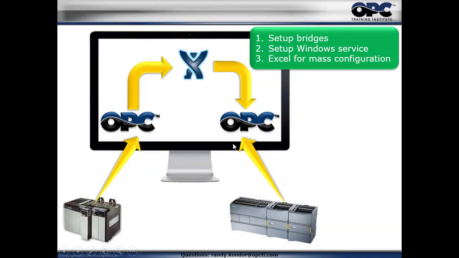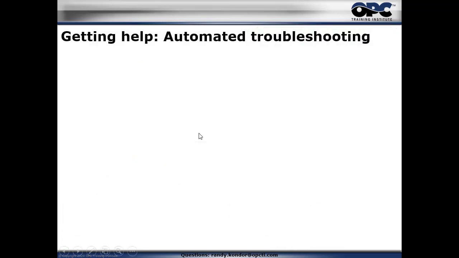Let's go back here to the presentation. So I showed you how to set up the bridges manually. In this case, I started Excel for mass configuration first. Then we set it up as a Windows service at the end. So it's reading from one OPC server, writing to another. Actually, that's not really true because in this case, we're reading from 4 different OPC servers and writing to 4 different OPC servers, mixing OPC Classic and OPC UA. OPC Expert really doesn't care.